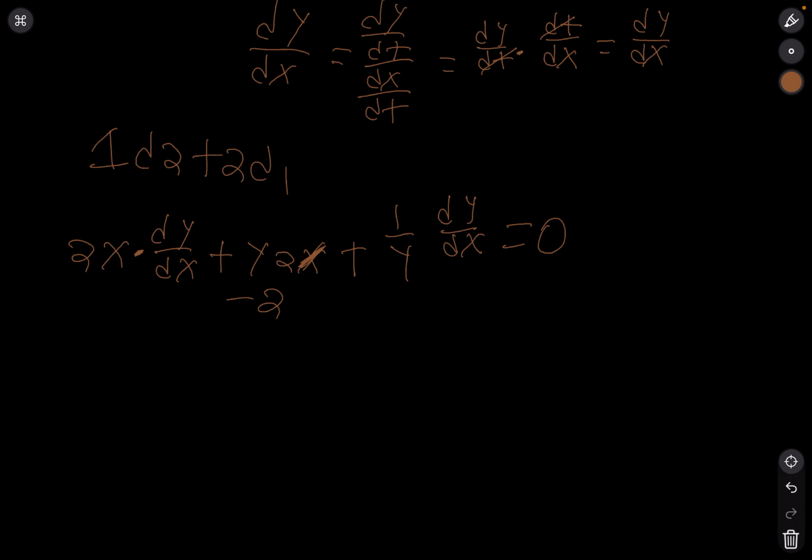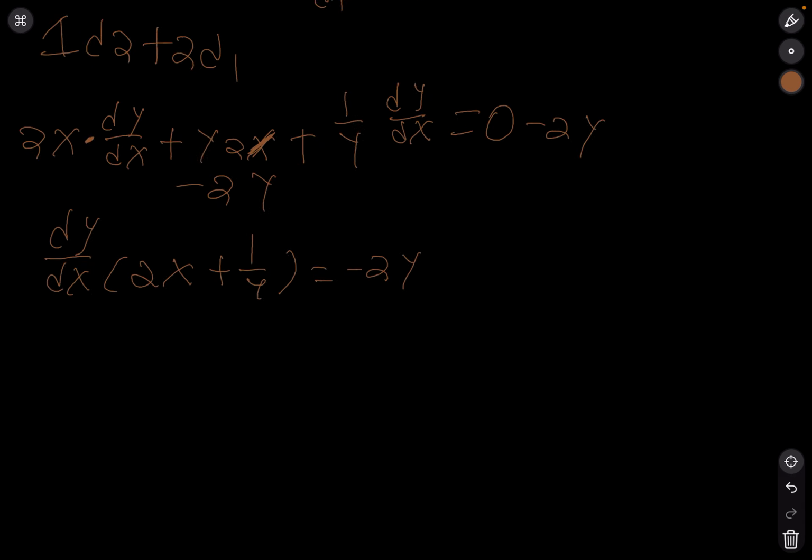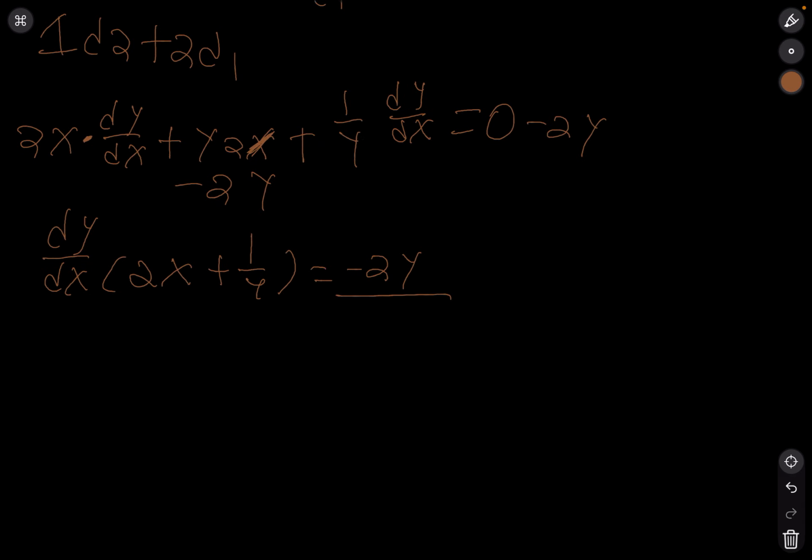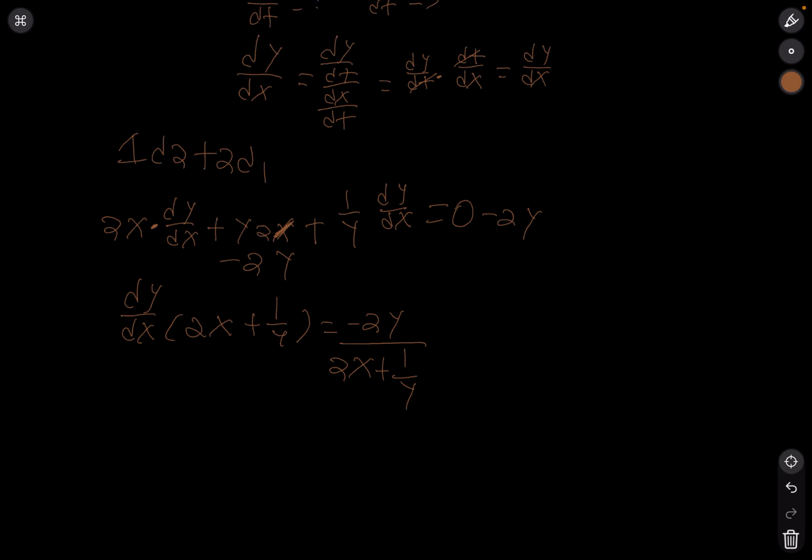Then from here, you can just put everything to the left side. So you can subtract this 2y from both sides, and then factor out the dy/dx. So you should just get 2x plus 1 over y is equal to negative 2y. Then from here, you can just isolate the dy/dx.